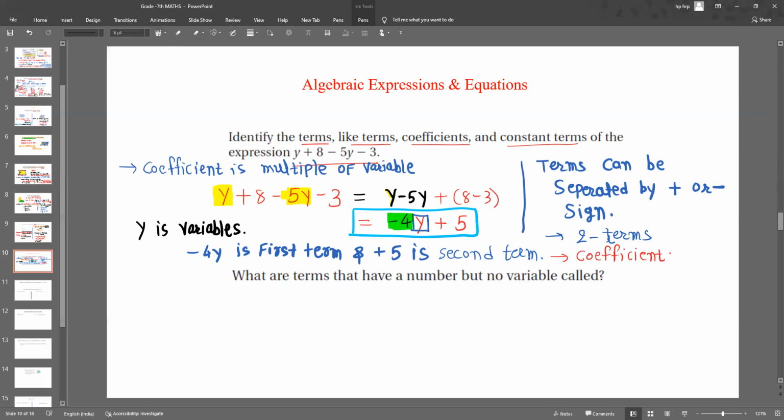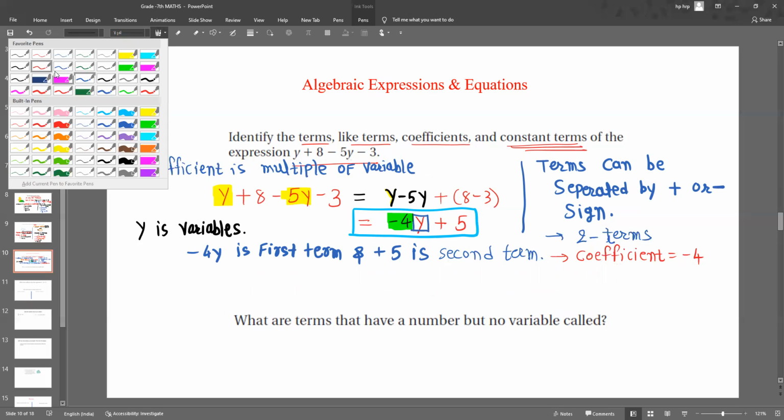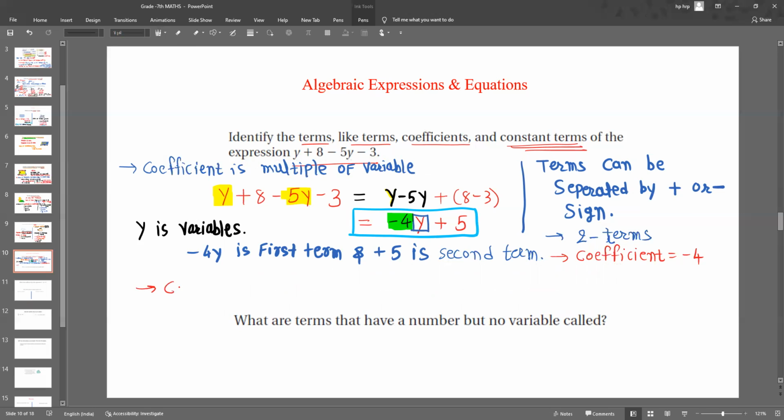Understand? Yeah. And what do you mean by constant? Constant means a term without any variable. You can see that plus 5, the second term, doesn't have any variable in the multiple.